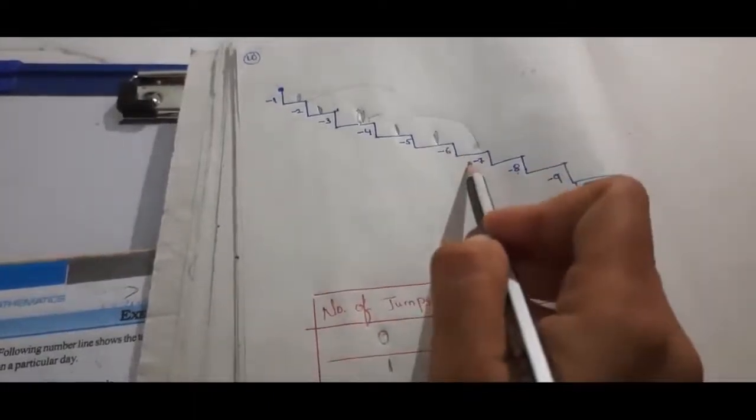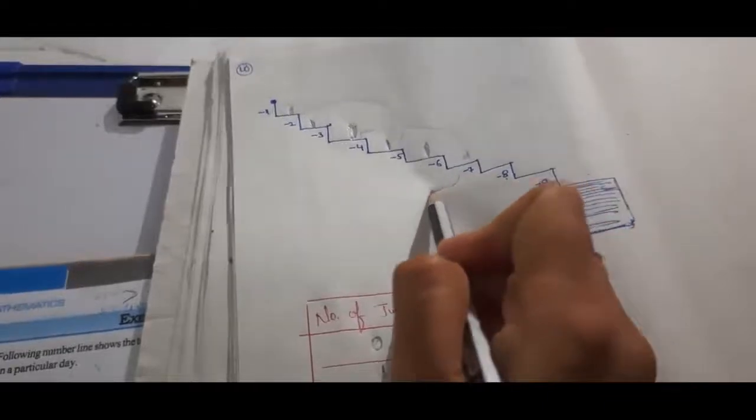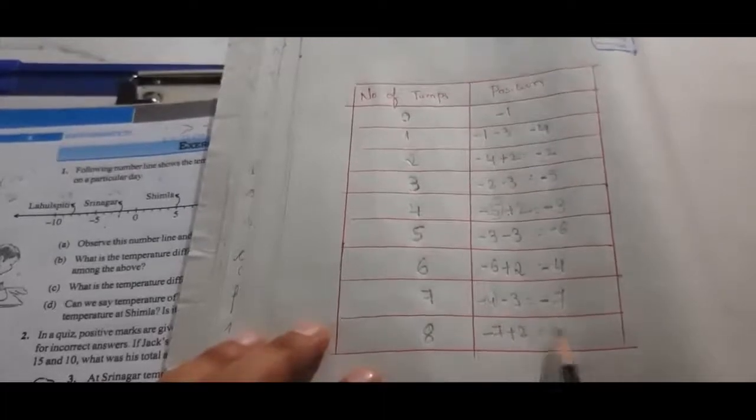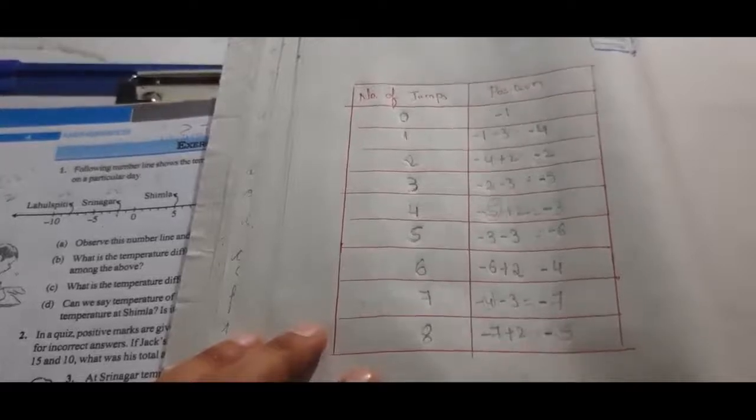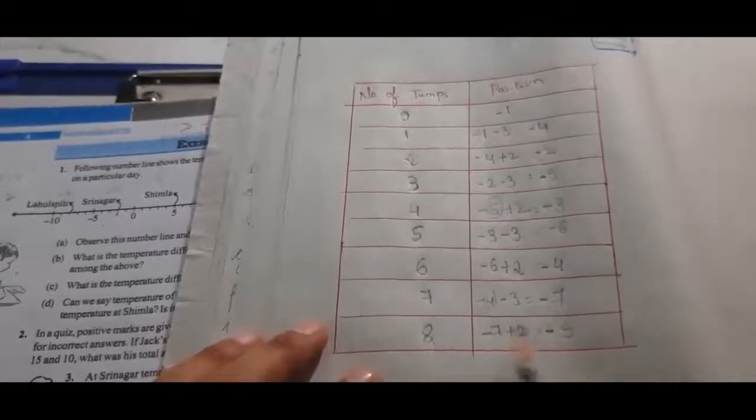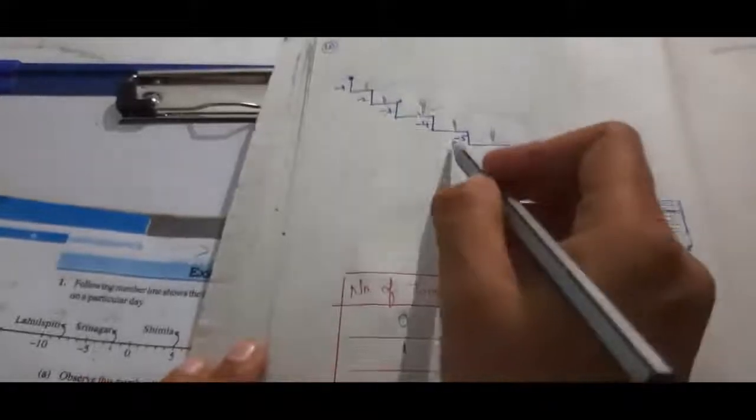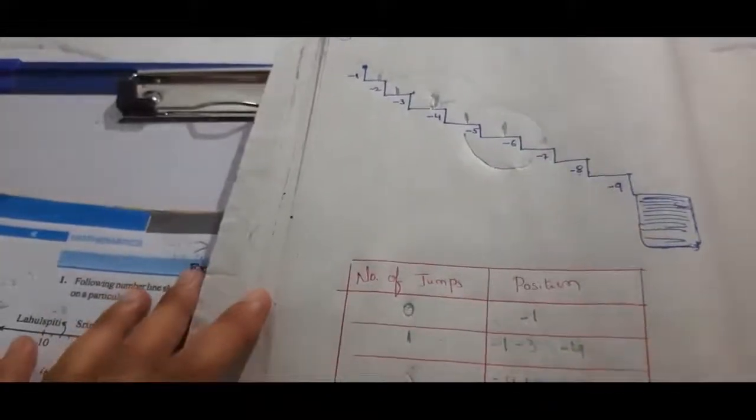Is it? And next alternate method, it jumps again 2 steps up. 2 steps up means 1 2. In the 8th jump, which position will it be? Minus 7 plus 2. Plus into minus, minus. 7 minus 2, 5. Which number is greater? 7. Which sign does it have? Minus 5. Now on the 8th jump, where is it? Minus 5. Understood? Next.